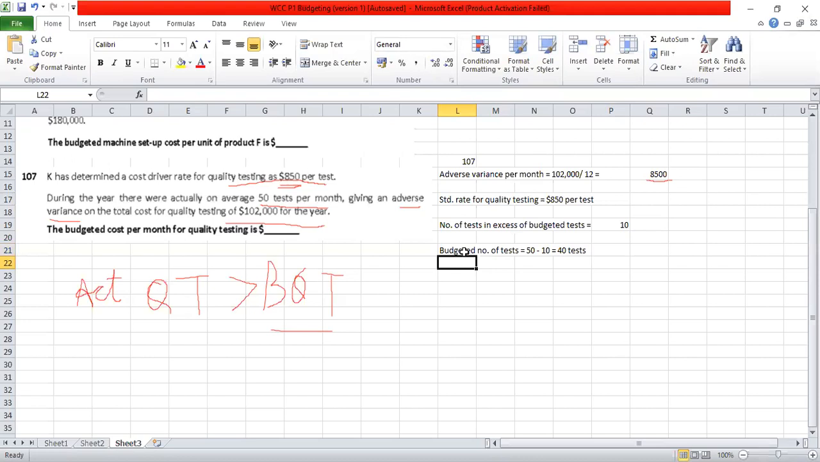We are asked to find out the budgeted cost per month. How do we calculate? We know the rate. We know the number of budgeted tests. So budgeted cost per month is equal to the number of budgeted tests, which are 40, into the rate per test, which is 850. So 40 tests into $850.